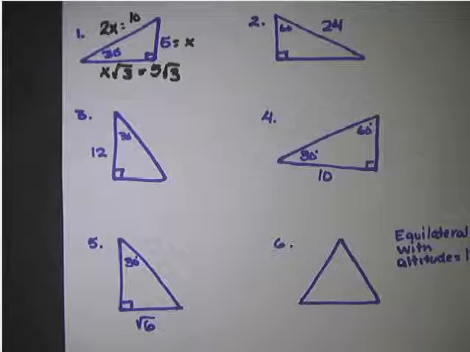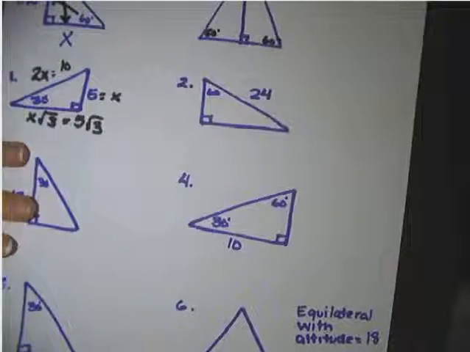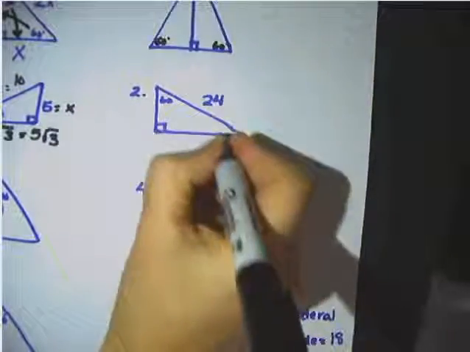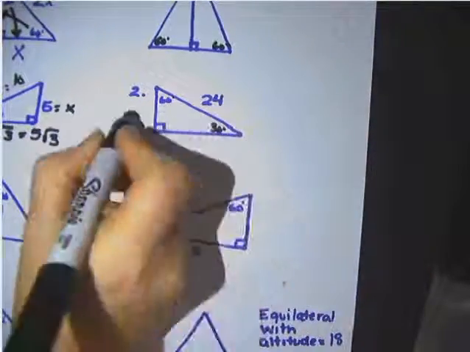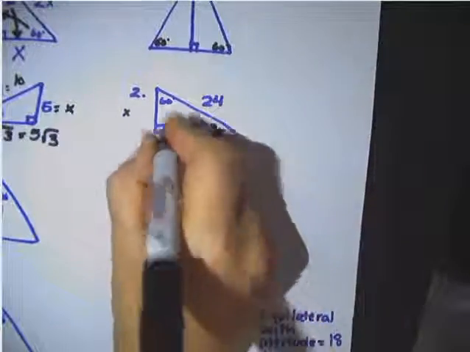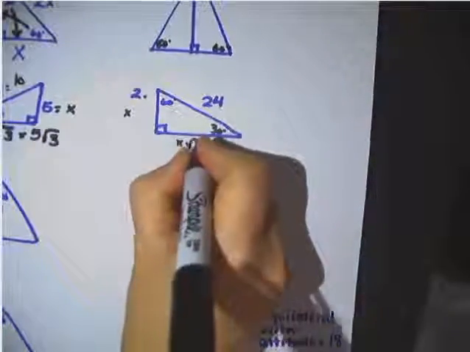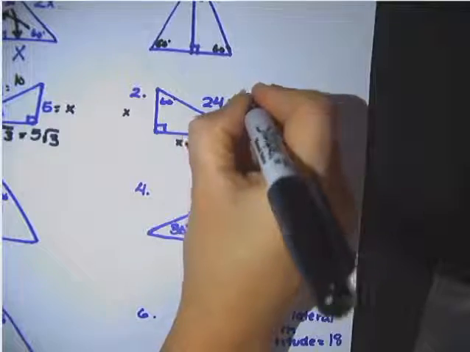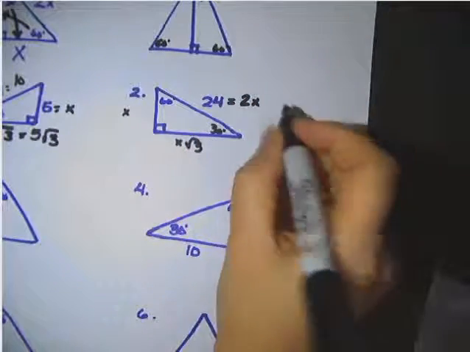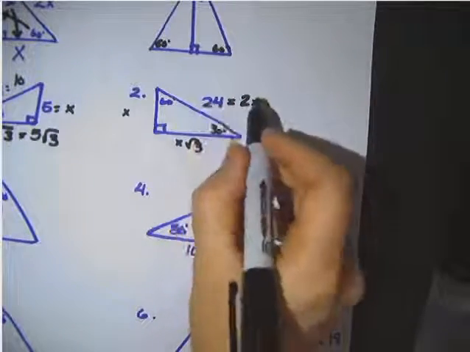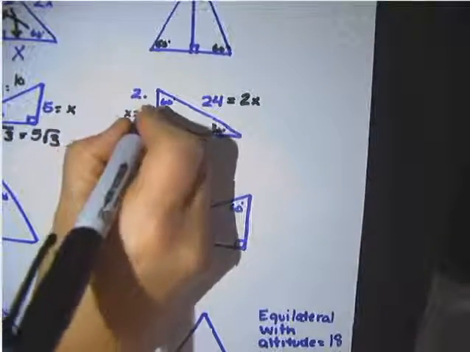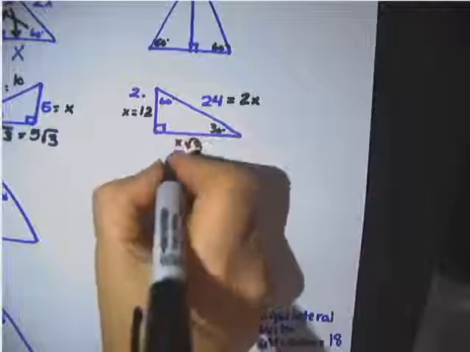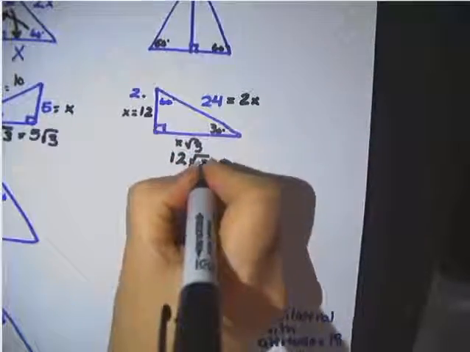Number 2. Write in our formula. Here's our 30. So across from our 30 is x. Across from the 60, x root 3. Hypotenuse is 2x. Set that equal to what we're given. So if 2x is 24, x would be 12. And here is my x side. And across from the 60 would be x root 3, 12 root 3. Awesome. Keep on going here.